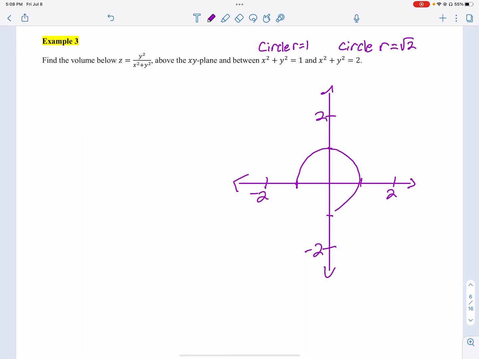So I get this circle. Do the best we can. Then we also have a circle with radical 2. I'm just going to put it somewhere between 1 and 2. So the region that we're actually trying to find the area or volume above is this donut looking section. So I'll fill this in real quick. We are finding the volume above that region.